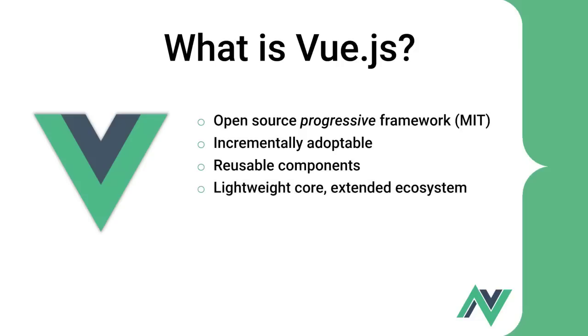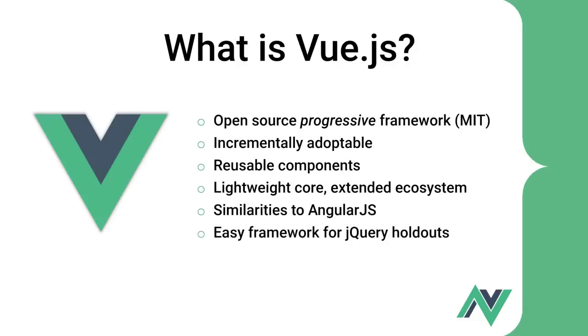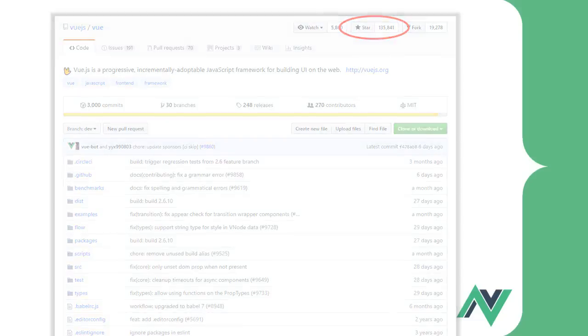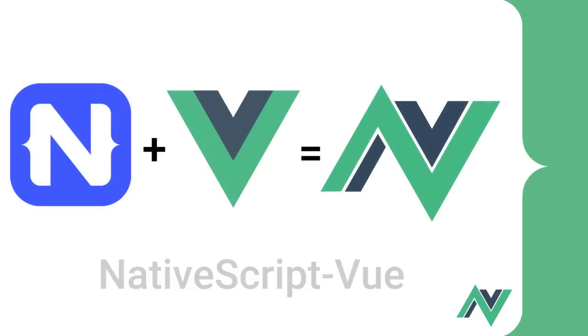Vue.js is lightweight, weighing in at a whopping 20 kilobytes on the web, I believe. There's also a vast ecosystem of supporting libraries and utilities. Some AngularJS developers are migrating to Vue as an alternative to Angular due to the similarities the two frameworks share. And last but not least, all of us jQuery holdouts are seeing Vue as an easy bridge to modern JavaScript development versus, say, a React or an Angular. And I mentioned Vue.js being ridiculously popular, and well, yes, one metric is the stars on GitHub. 135,000 isn't too shabby. So these are all reasons why NativeScript-Vue exists and is here to stay.